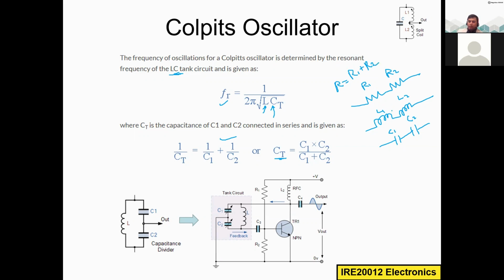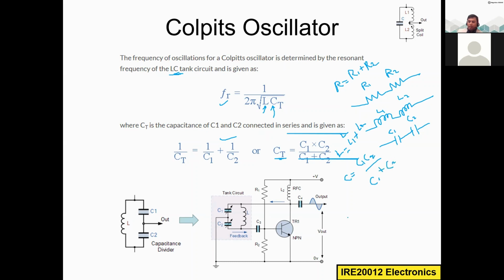And here we have the two inductors. So the effective inductance value is L is equal to L1 plus L2. But the capacitor is totally different. For C1 and C2 in series, the effective capacitance value is C is equal to C1 C2 divided by C1 plus C2.